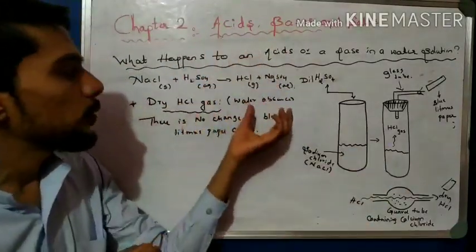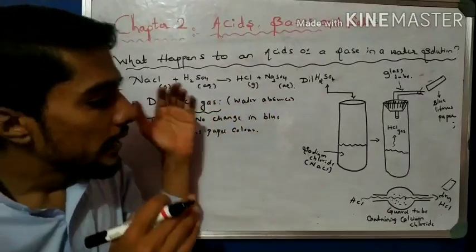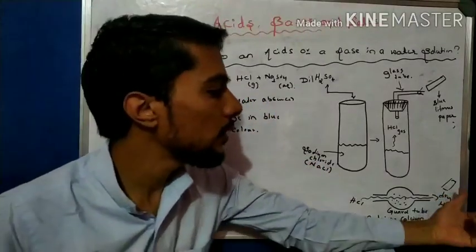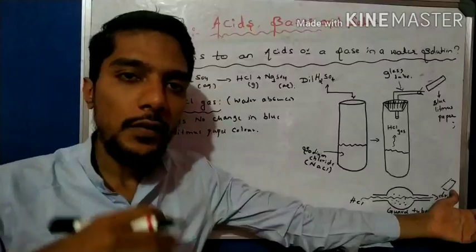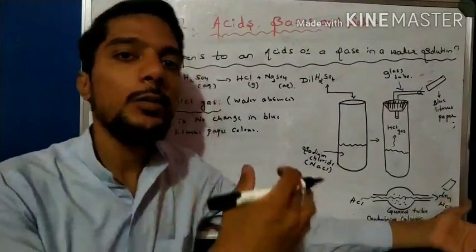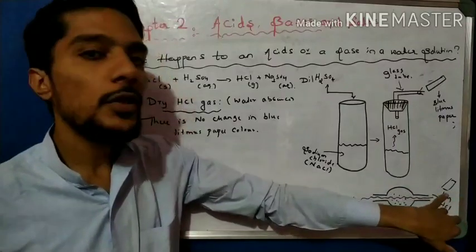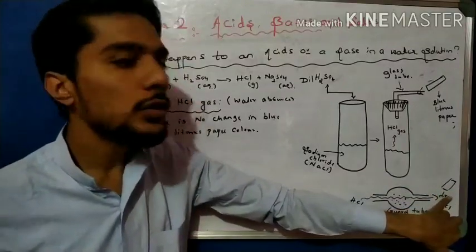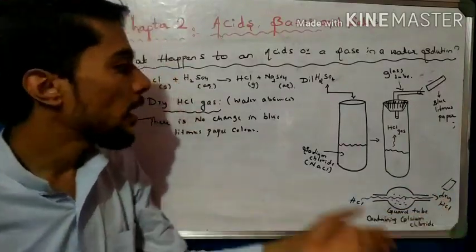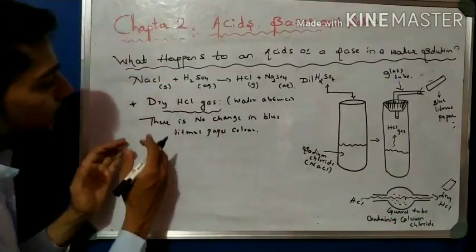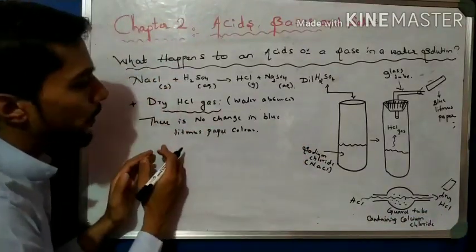So due to the absence of the water molecules, when the HCl gas is passed through this blue litmus paper, actually when HCl is an acid, it should convert the blue litmus paper to red. But due to the absence of water molecules, they do not show their H plus ions. Therefore there is no change in the blue litmus paper.